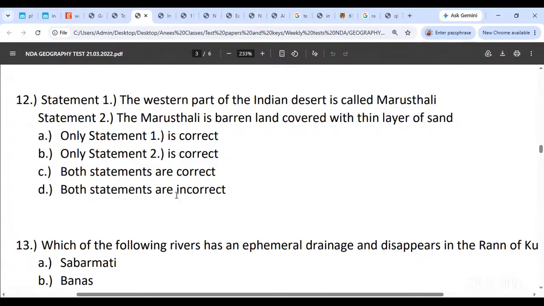No, it has proper sand dunes, Balkans, all sorts of deserts. So that barren land covered by a thin layer of sand is actually called Rajasthan Bangar. Okay, so we are going with only statement one is correct. Only this statement is going to be correct.